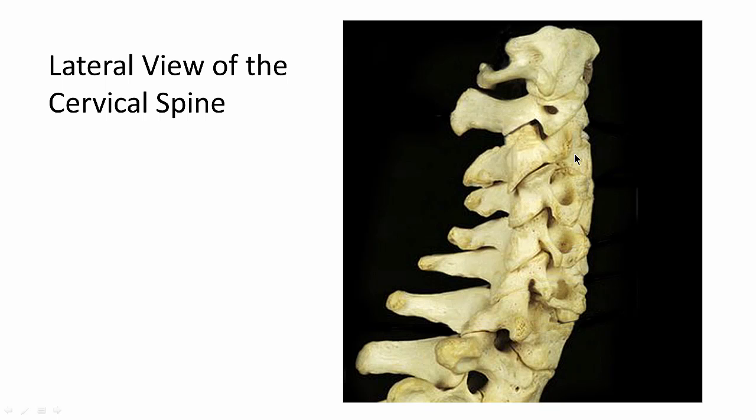Here's the body of C3. This is the articular pillar of C3. Articular pillar, all of this, of C4. Articular pillars of C5. You can see the transverse foramen, or foramen transversarium. You can see the holes right there. That's for the vertebral artery to go through.